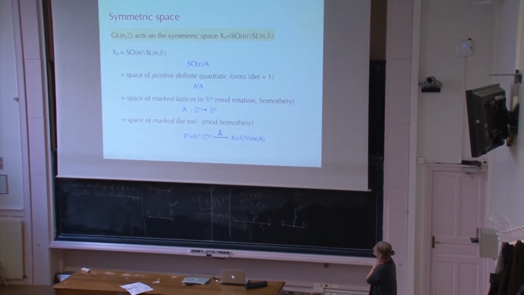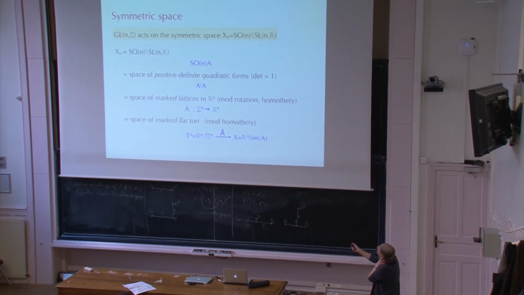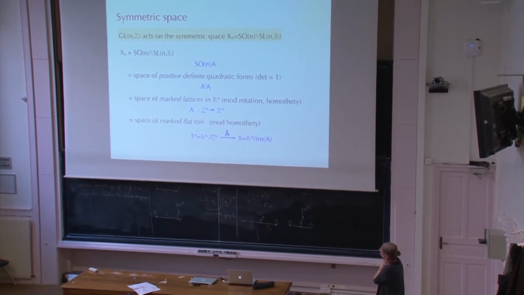I think of it as a space of flat tori. This map from Z^n into R^n is an element of GL_n(Z), so it sends Z^n to itself, so it induces a map on the quotient torus, and it goes into R^n modulo the image of the map.